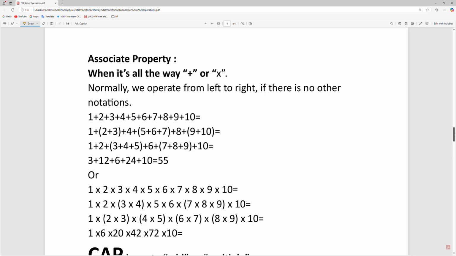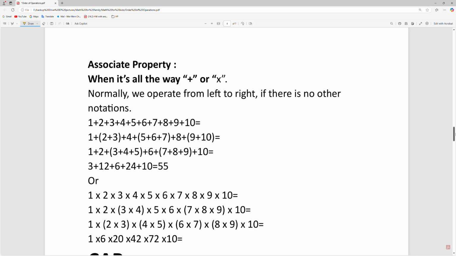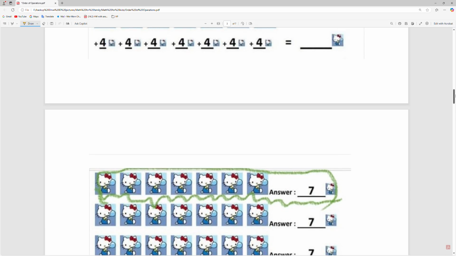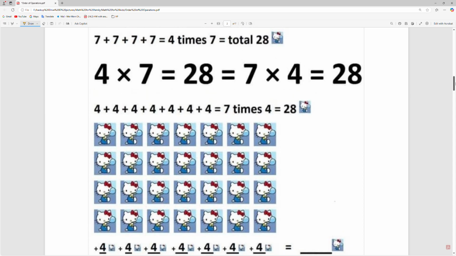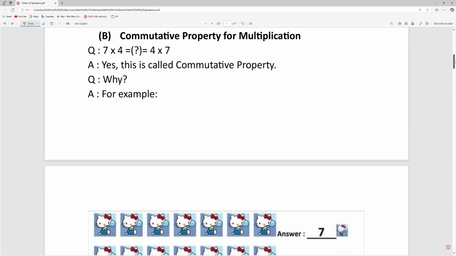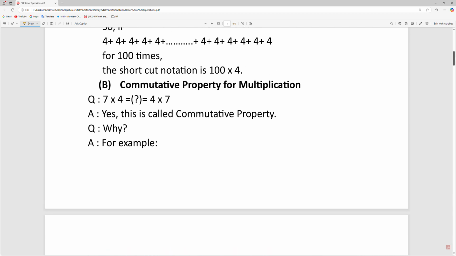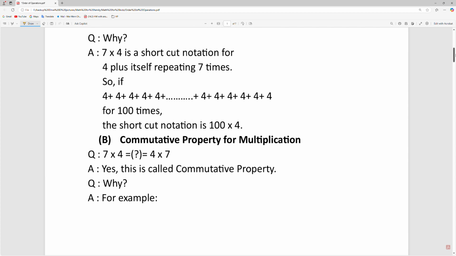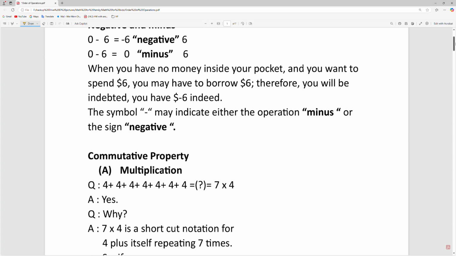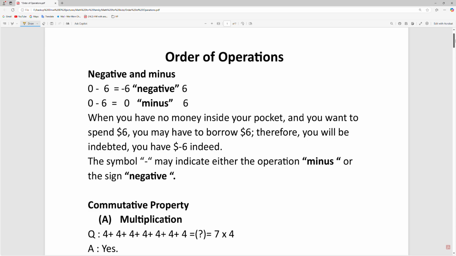Okay, so the associative property and the commutative property. The commutative property and the associative property are only good for multiplication and addition. So we are going to talk about this first. But before I start, I have something extra to remind the students.